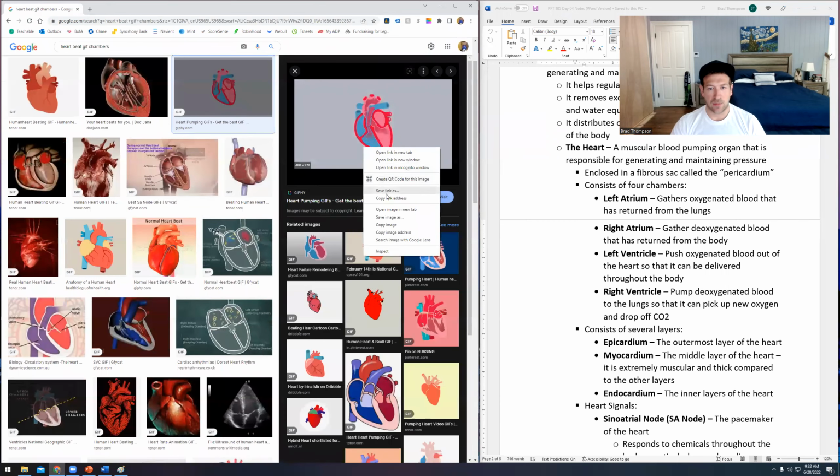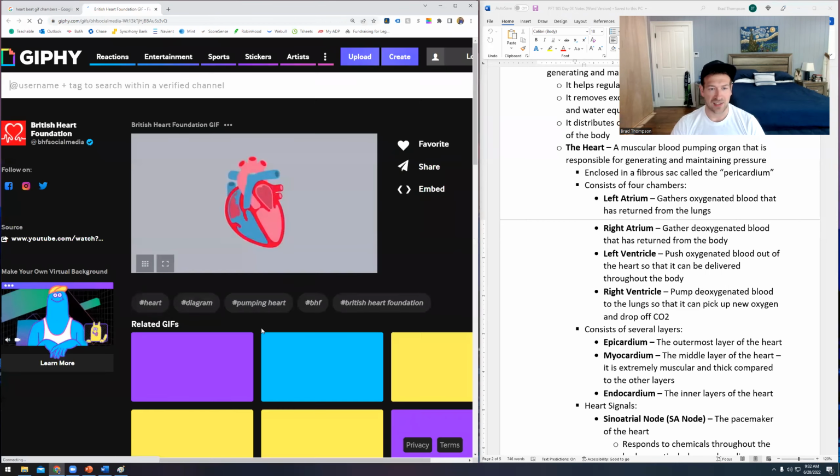So if you look at the various chambers of the heart, you'll see it kind of looks like this.